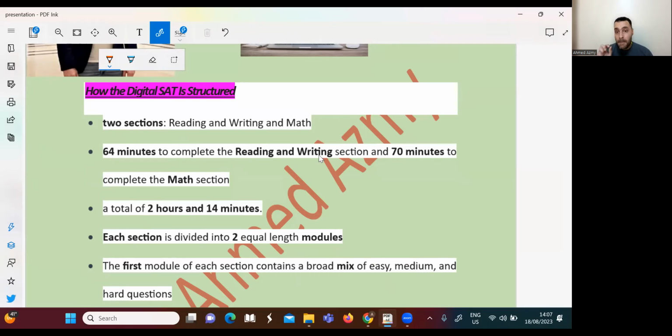There is a 10-minute break between English and math. So 64 minutes English, 70 math. The total is 2 hours and 14 minutes. Each section, the English section, is divided into 2 equal modules. The math, the same. So 2 modules English, and 2 modules math. So the 2 modules in 64 minutes.